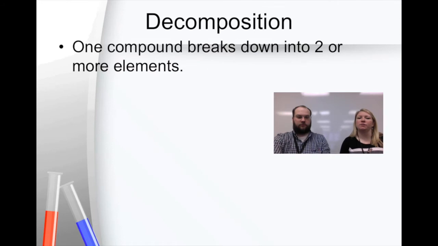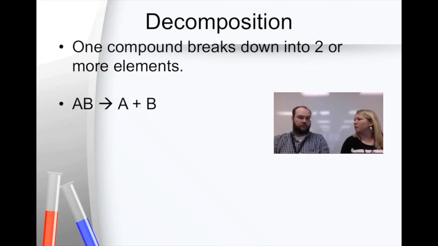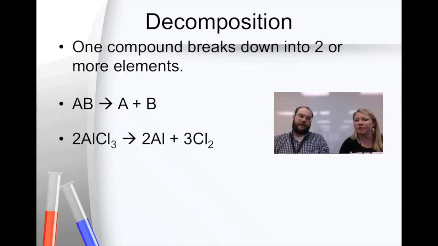For example, we have AB, and it's going to break back down into its parts, A and B separately. Straightforward. So here's aluminum chloride, and we're going to break that down into aluminum and chlorine. That's nice and easy.